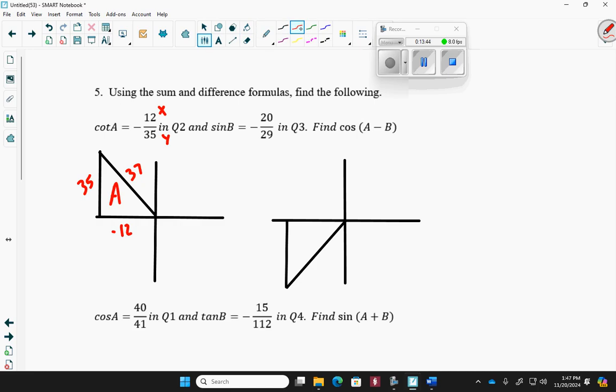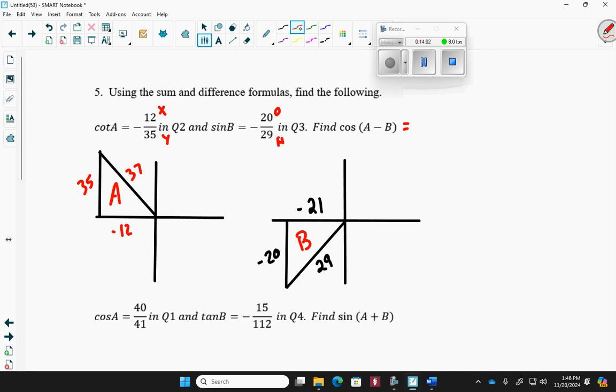Again, sine is opposite over hypotenuse. Make sure you honor the negatives here. So when I do the Pythagorean theorem, this ends up being 21. However, a reality check says that should be negative 21. So make sure you don't mess up on that.